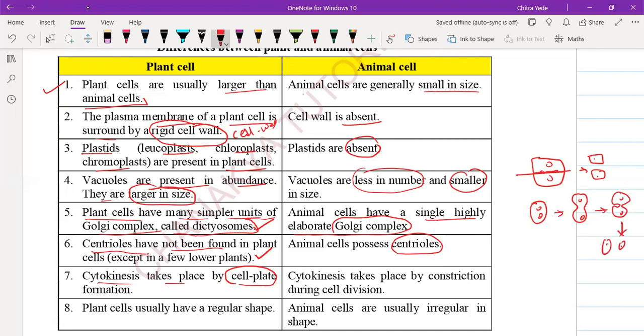Then plant cells usually have a regular shape. There is no change in shape due to the presence of the cell wall, but animal cells have irregular shape. So this is the difference between plant cell and animal cell. So I want us to repeat it once again, beta, everyone.